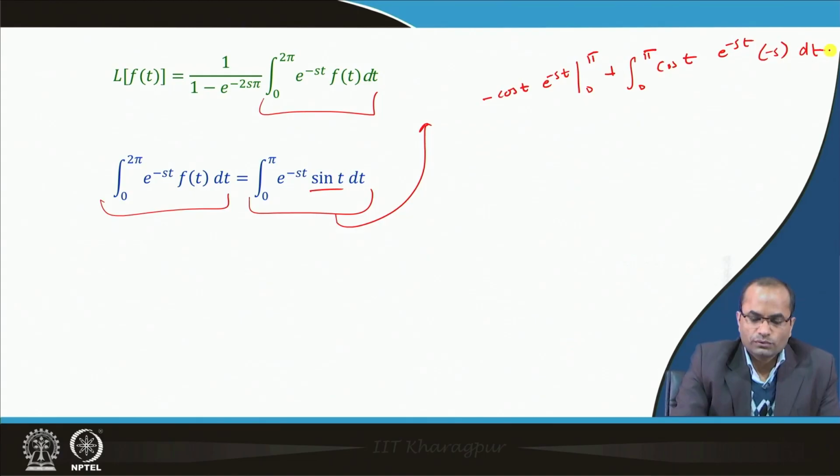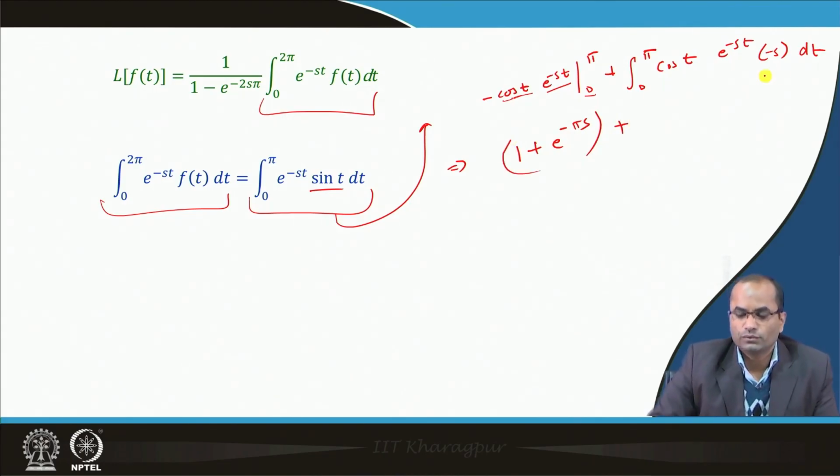So, we can do this integration by parts. Here indeed we will have 1. So, cos 0 is 1 and e power 0 is also 1, and while putting pi there, we will get cos pi which is minus 1, and then e power minus pi s, the first term. And here we need to again perform integration by parts.